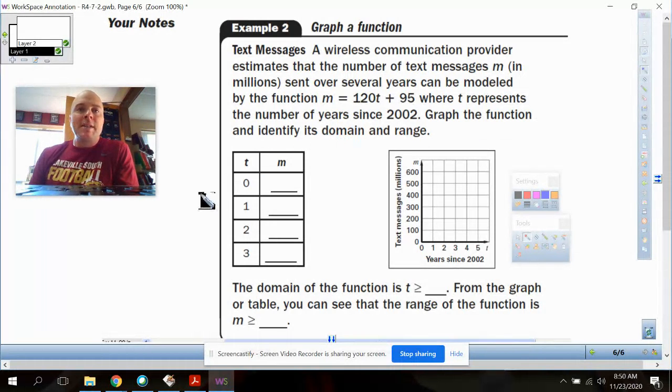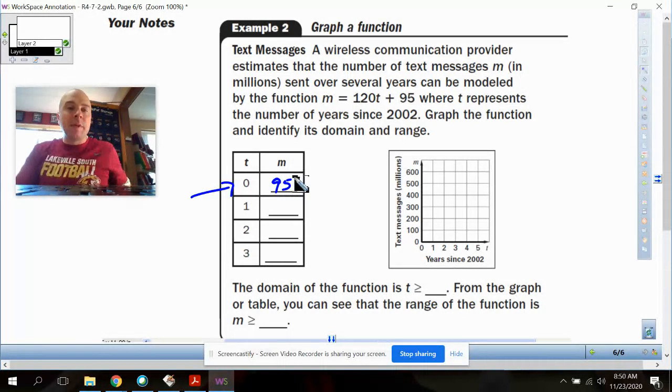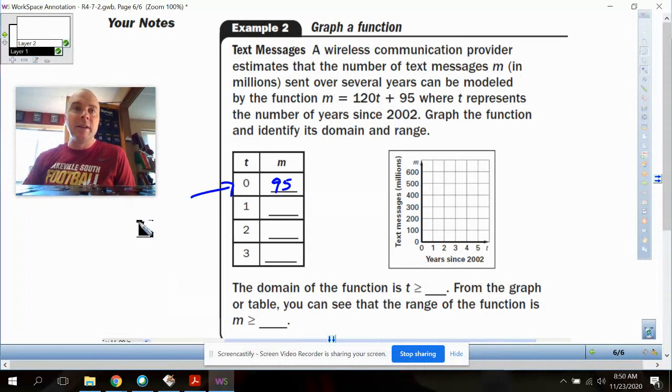Okay, so we're not saying in the year 0 that there were 120 times 0 plus 95. In the year 0, there were not 95 million text messages sent. Okay, they didn't have cell phones in the year 0. 0 is 0 years since 2002, so really this is kind of like 2002. All right, if I do 120 times 1 plus 95, I get 215. Add another 120, I get 335. Add another 120 and I get 455.